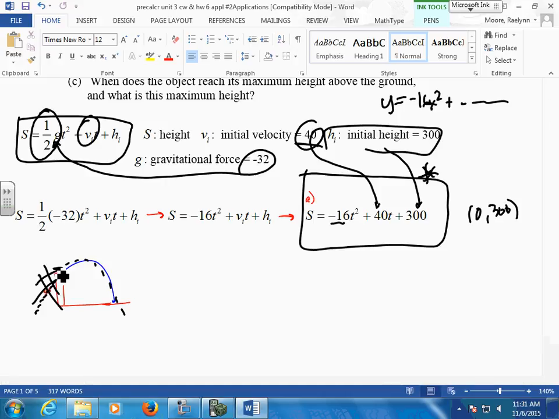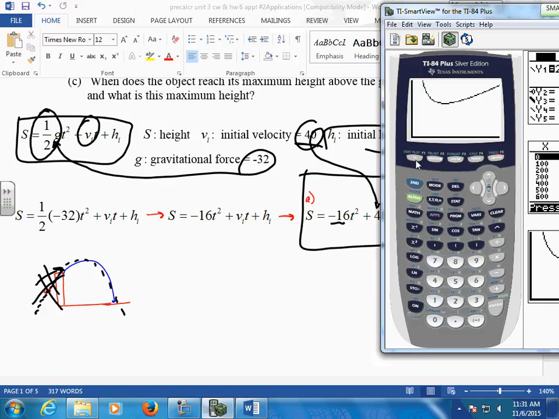So when you put this in your calculator, let's take a look at what you think your window is going to be. Let's do your window without looking at your table. Let's make sense out of this. So negative 16x squared, put this in your calculator, plus your 40x, and your 300, that's how high off the ground you start. Now, before you graph this, let's go to your window. What do you think my x should be? How many seconds do you think it takes an object to go up and then hit the ground?